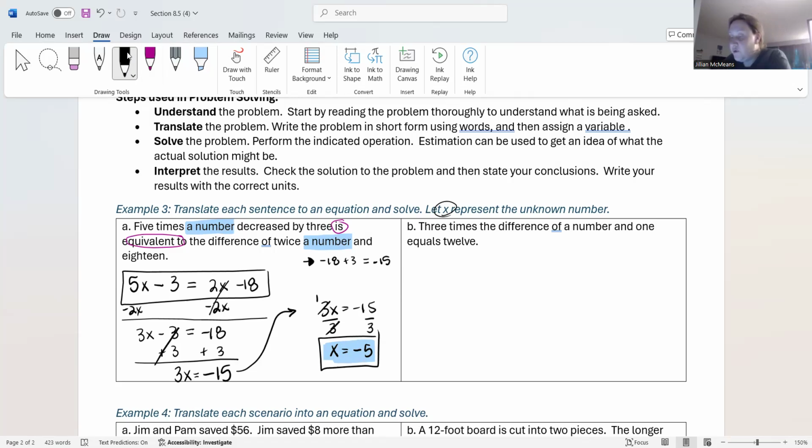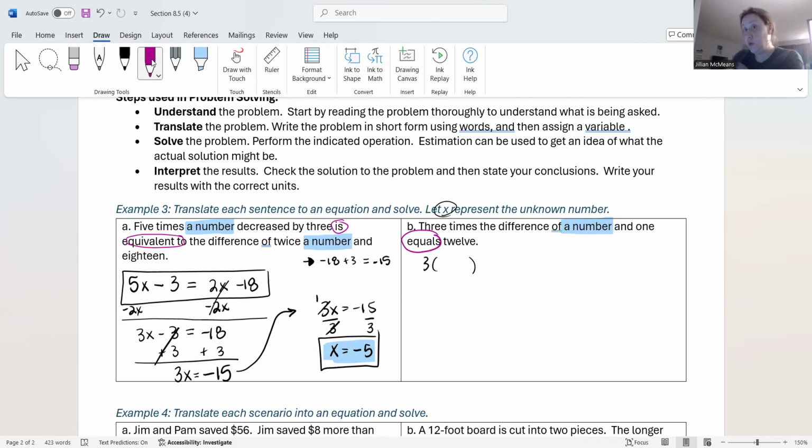Now, finally, for part B, we have 3 times the difference. Be so very careful. If we had the difference of 3 times a number, that is very different than 3 times the difference of something, okay? Here, we want 3 times the difference. So that means we want 3 times an entire difference. Keep that in mind. So we want 3 times the difference of some unknown number and 1, okay? And that's going to equal 12, okay?